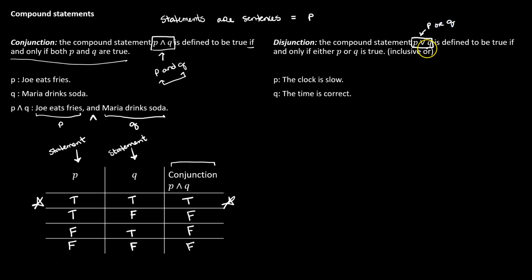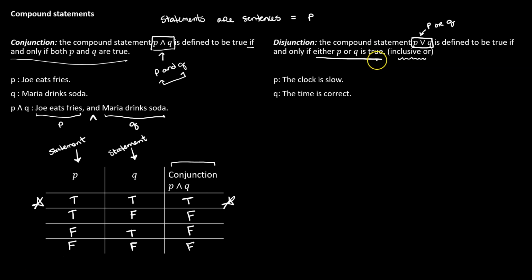This type of junction, this compound statement, disjunction, is defined to be true if and only if either P or Q is true, and we're going to take a second to talk about what inclusive or means. Either or usually is like, pick one. Either you want to have coffee for breakfast or you want to have orange juice for breakfast. Usually we don't get both. It's one or the other with our little combo meals. But inclusive or says, hey, if you want coffee and orange juice, go for it.